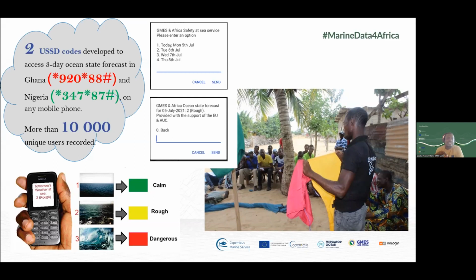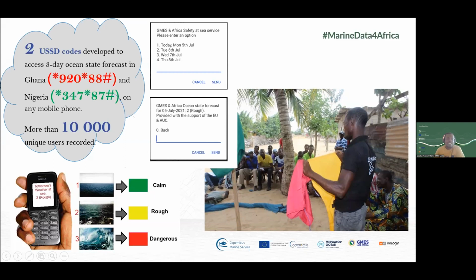In Ghana, you can access this short code by just dialing *920*88# on any mobile service, and you receive a prompt like we are seeing over here at the top. So it gives you the forecast for the day, and then a 3-day additional forecast where you can select and get the simple messages of 1, 2, or 3 with a corresponding explanation to the message. In Nigeria, you can access it via the short code *347*87#.